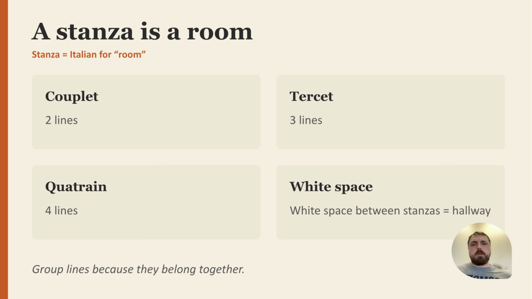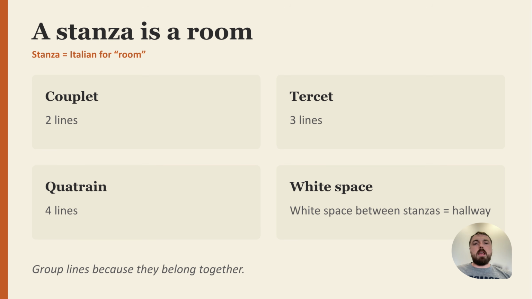If a line is a step, a stanza is a room. That is not me being cute. Stanza is an Italian word that literally means room. In a poem, a stanza is a group of lines set off from the next group. A little space on the page that says, this belongs together. Walk into one room and you know what kind of place it is. Walk into the next room and the job of the space can change.